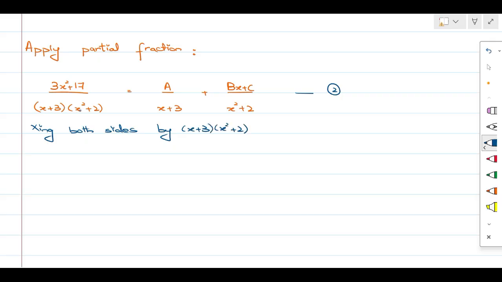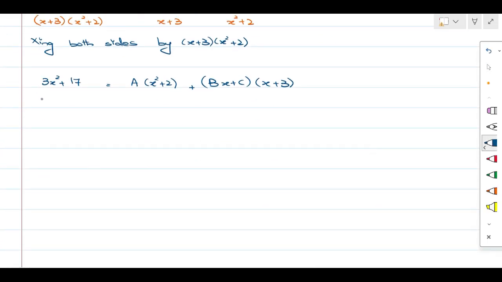So when I multiply this side by (x plus 3)(x square plus 2), both are cancelled out. Just 3x square plus 17 is left, and that is equal to, when x plus 3 is cancelled out, a is the product with x square plus 2. Okay, x square plus 2 cancels out on the other term, just this factor is left, bx plus c, and its product with x plus 3. Okay, now let me simplify.